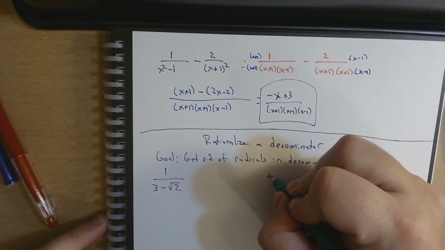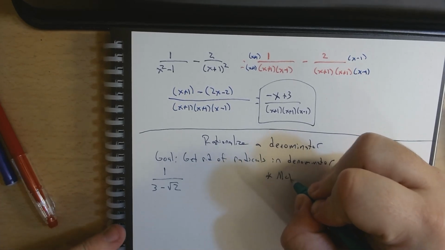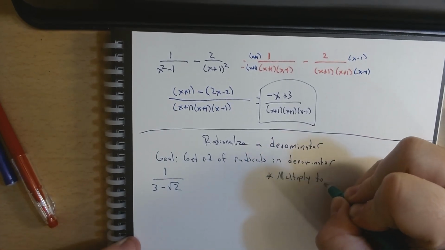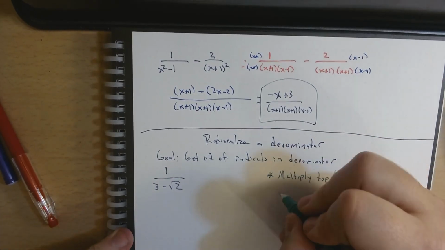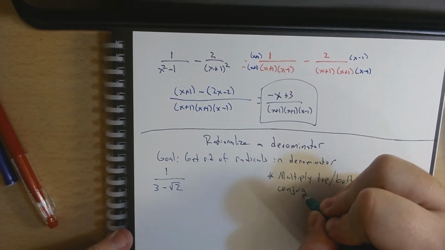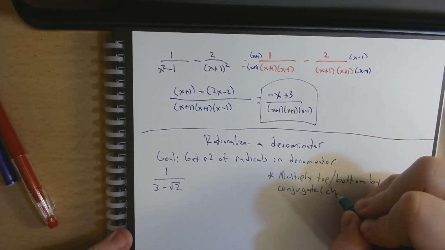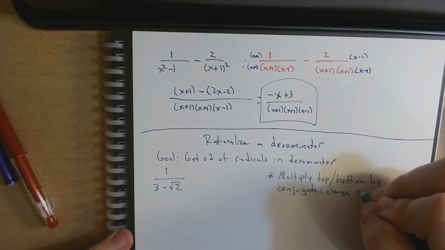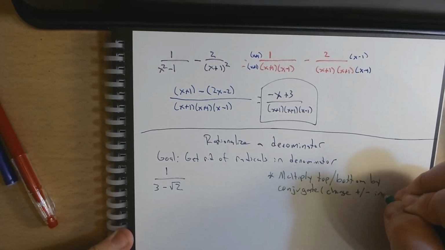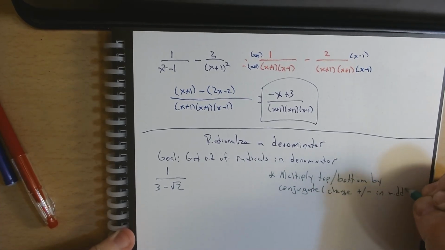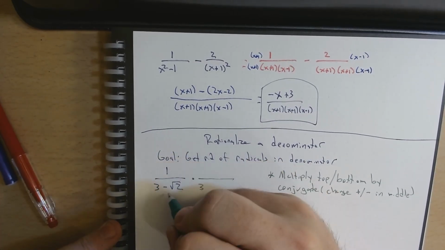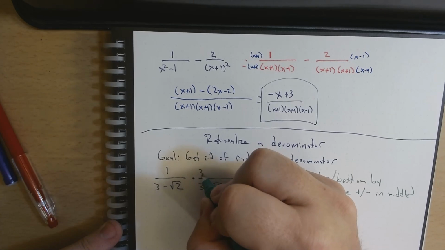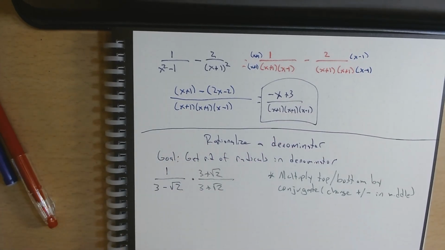So basically what you're going to do is multiply top and bottom by its conjugate. Which is, you're going to change the plus or minus in the middle. So literally all you're going to do is look at that middle thing, and since that was a minus, this is going to be a plus. And there's some magic that happens.